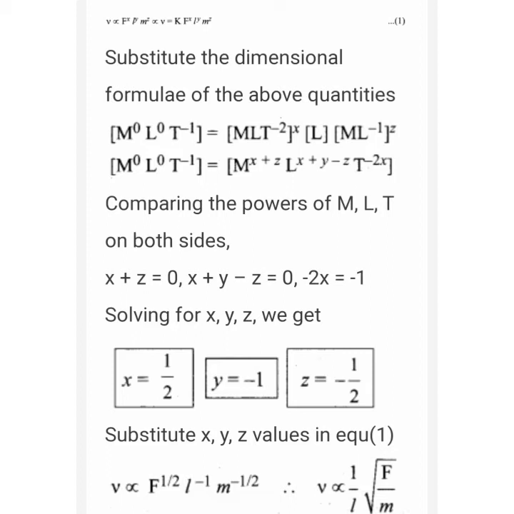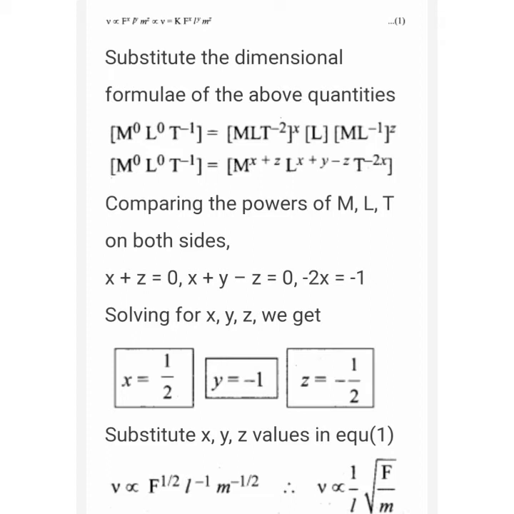So after writing, you have to organize M together, L together, T together. And then we have to equate the powers of M, L, T separately to form the equations. Okay, and then we need to solve the equations one by one. Here, how will we solve? You can solve from the third equation.